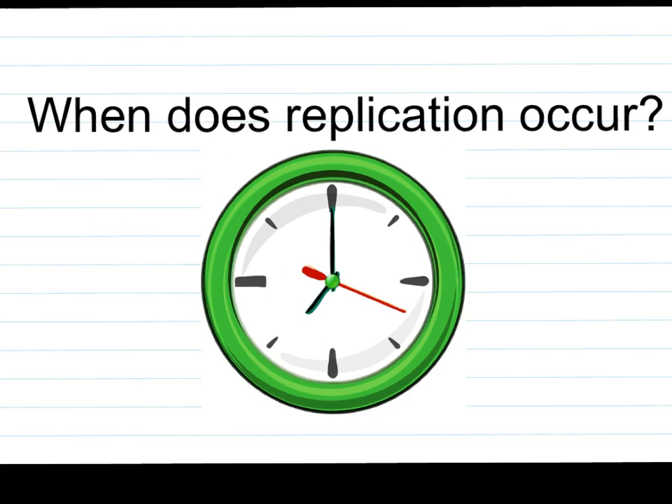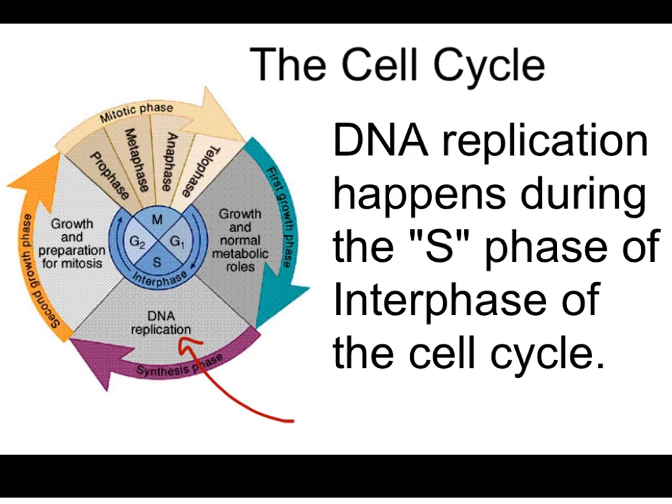And when exactly does replication occur? Think back to the entire cell cycle. It's broken down into three major steps: interphase, mitosis, and cytokinesis. Interphase is then also broken down into three phases: G1, S, and G2, all of which are preparing for cell division. The process of DNA replication occurs during the S phase of interphase. Remember, the S phase stands for synthesis of new DNA.